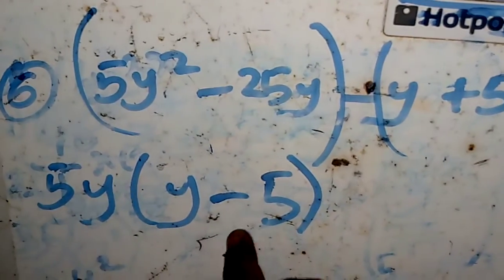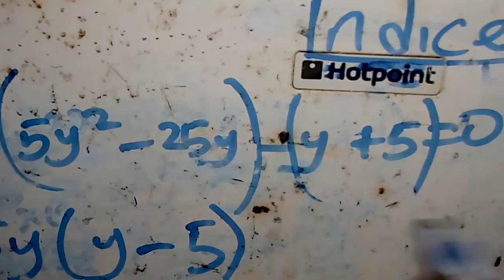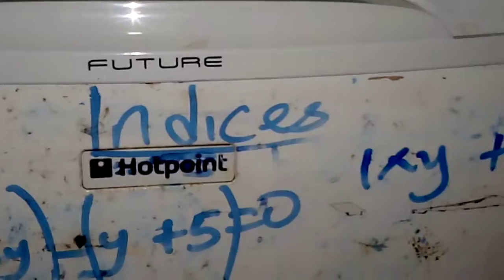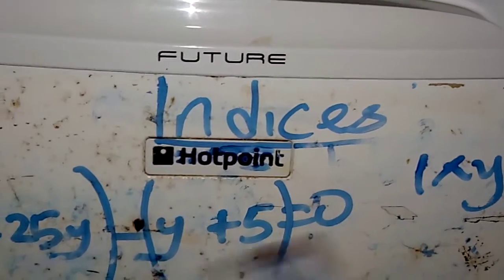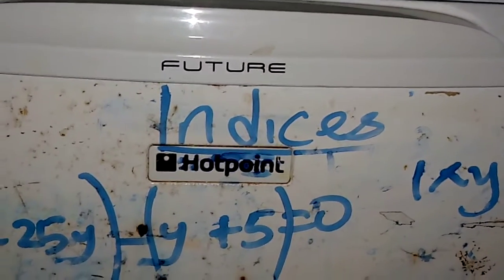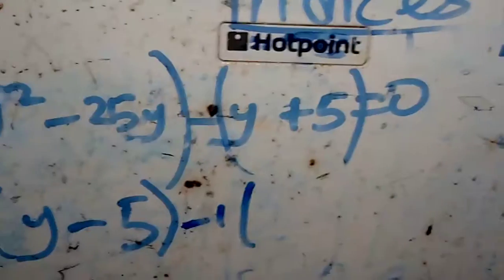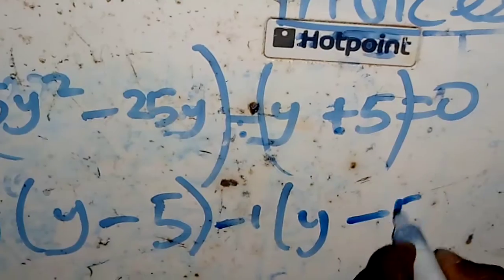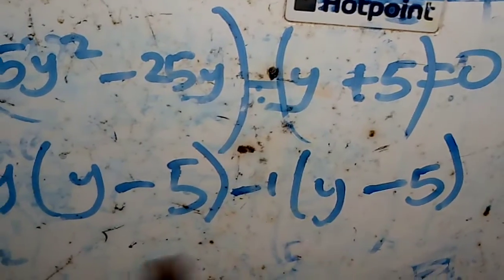Okay, let's solve it. Looking at this, what's common? Nothing is common, but take note that 1 times y plus 5 times 1, so you must know that 1 is common. 1 times y is y, 5 times 1 is 5. There is an invisible 1 there. So y minus 5 equals 0. Have you seen that they are alike? If they are not alike, there is a mistake in the question.